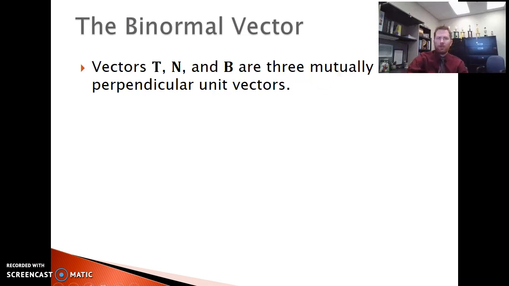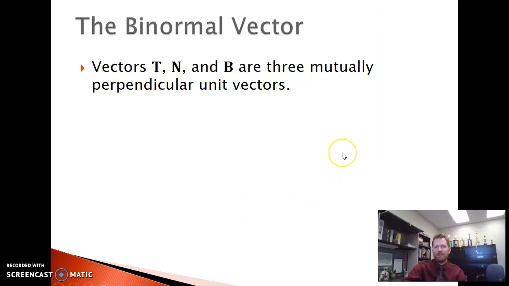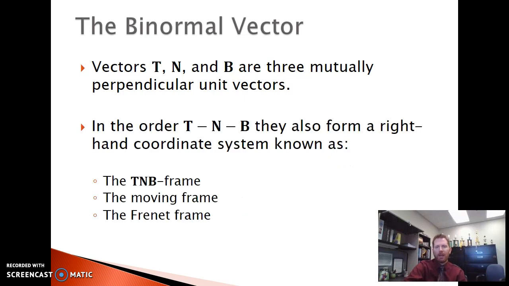So as we have already referenced, vectors T, N, and B are three mutually perpendicular unit vectors, and they actually form a right-hand coordinate system, which has three different names if you run across these in your study of mathematics. The TNB frame, the moving frame, and the Frenet frame. So all of these are synonyms for each other, and they refer to the unit tangent vector, the principal unit normal vector, and the binormal vector.